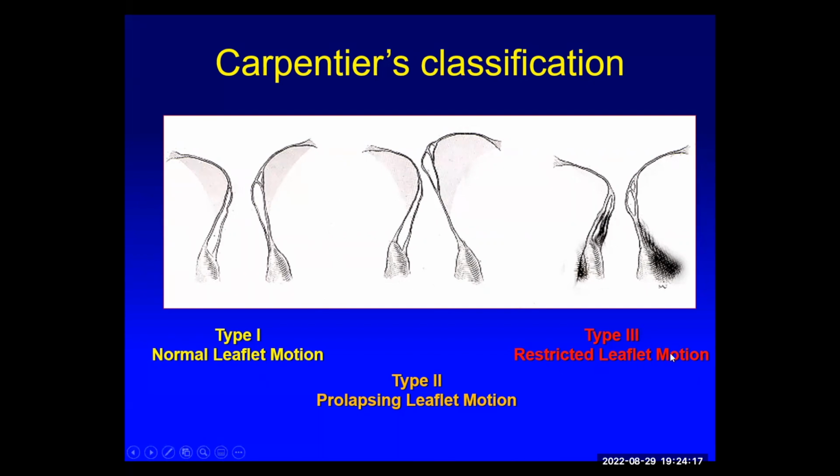Type 3 is when you have restricted leaflet motion. You can see here the cords are not as long as they should be. They're thicker, more tense and shorter. Usually this is either because they have a problem themselves or because the heart itself doesn't allow them to move in a longer axis movement.